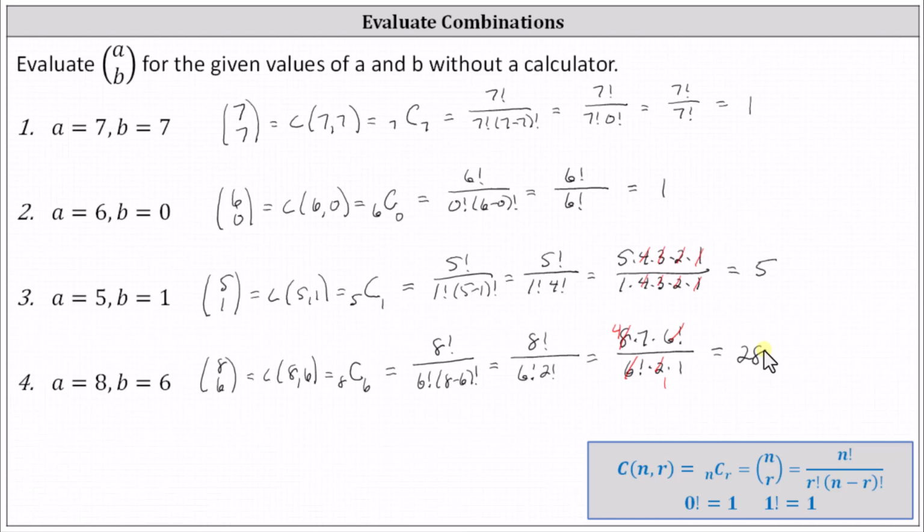8 choose 6 indicates how many ways we can choose 6 items from 8 when the order doesn't matter, and this can be done 28 ways.